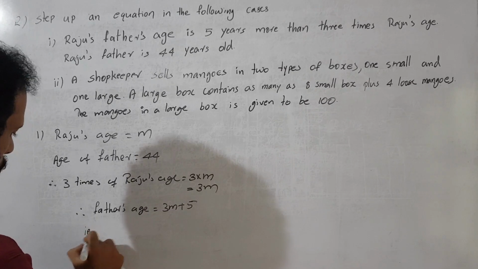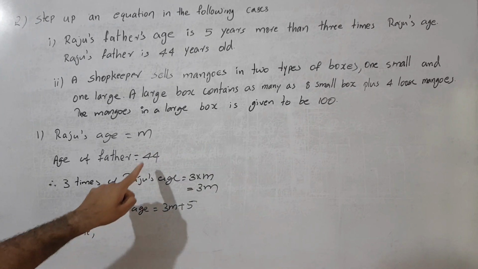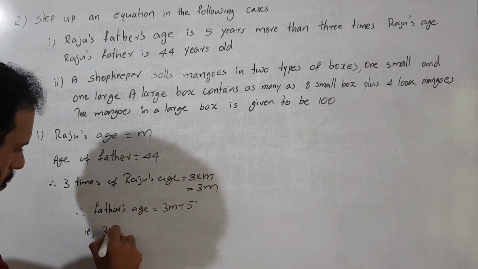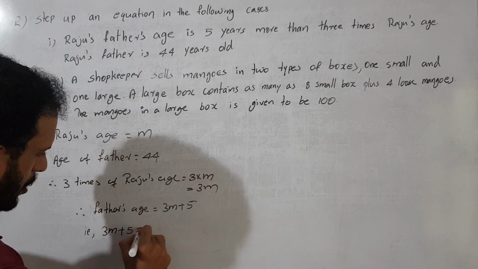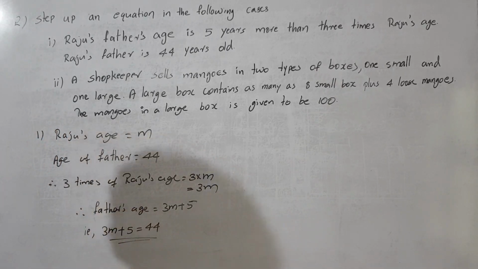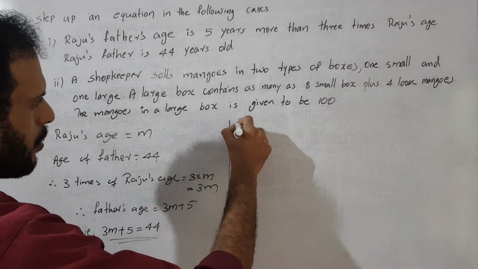That is, we know already what is the age of father. What is the age of father? Age of father is 44. That is 3M plus 5 is equal to 44. This is our equation. 3M plus 5 is equal to 44. Okay. Then next we are writing the second one. What is the second one?